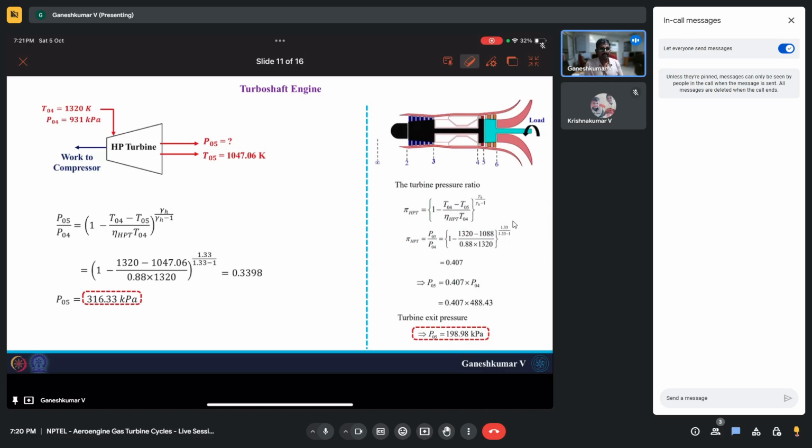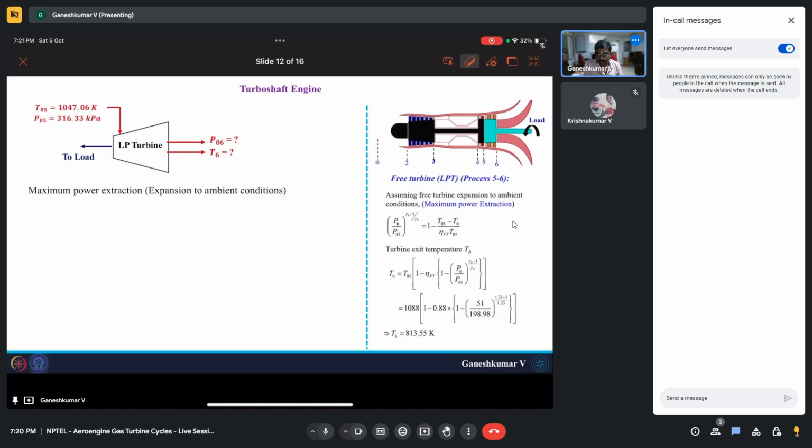Although you cannot directly compare these two values, because the entire pressure range has gone up, you started at 100 kilopascal here, while it started at 50 kilopascal there. Okay, all right. The next component that we have is the LP turbine, or you can say the free turbine, which is going to generate the power that we need.